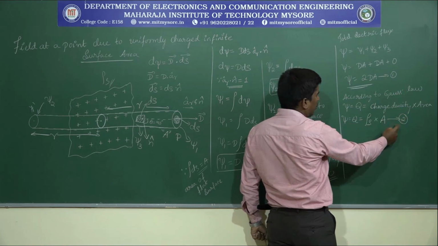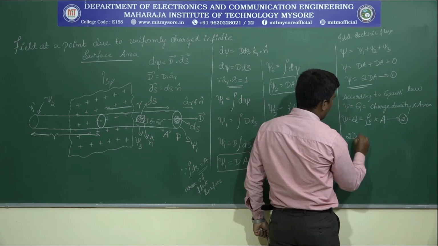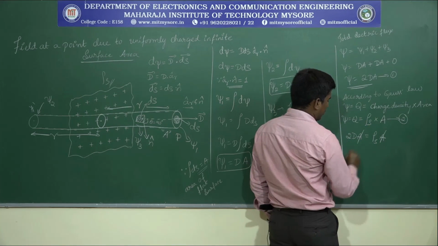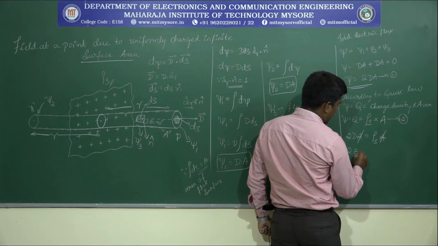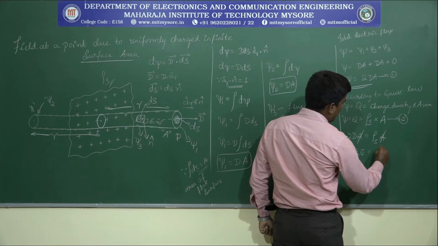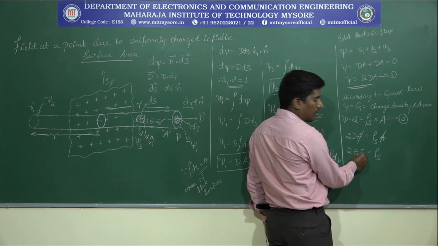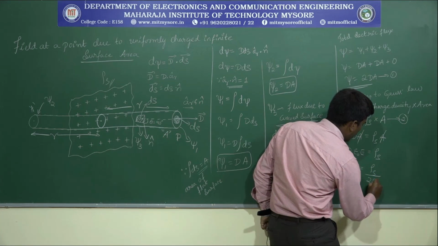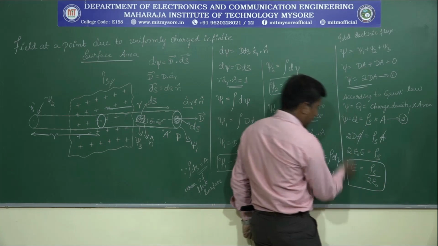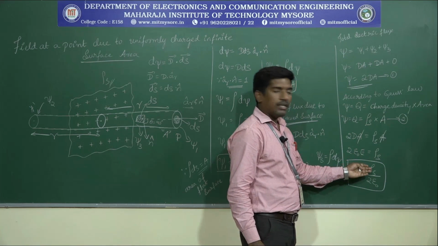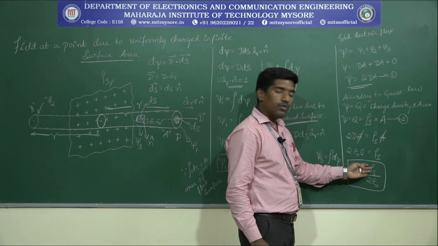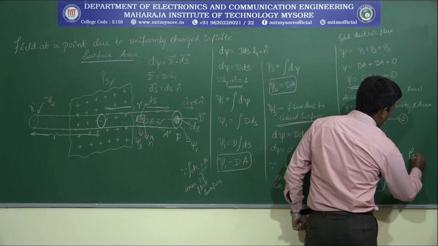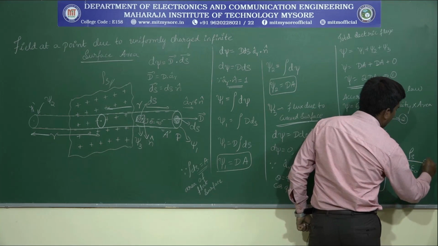Equating equation 1 and 2, what are you going to get? 2 into D into A is equal to rho s into A, and A gets cancelled. 2 into D can be written as epsilon naught into E, which is equal to rho s. We reduce this equation to E is equal to rho s divided by 2 epsilon naught. This is the electric field intensity due to an infinite surface charge of uniform charge distribution. If we represent this in vector form, E is equal to rho s divided by 2 epsilon naught into a cap r.